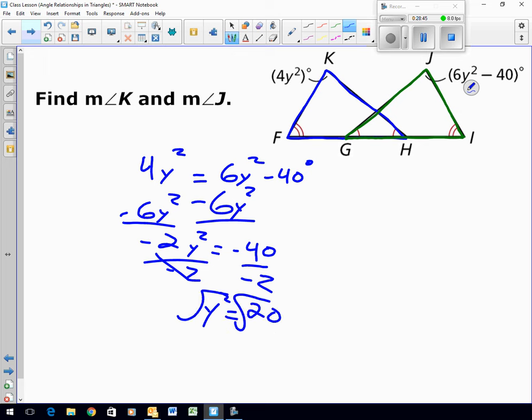Take the square root of 20, which is not a rational number. It's irrational. But if I plug in the square root of 20 here, I get 4 times the square root of 20 squared. What happens when I have a root and a power of 2? They cancel out. So this becomes 4 times 20. And guess what that is? 80. Okay, that's why I told you don't finish the problem.